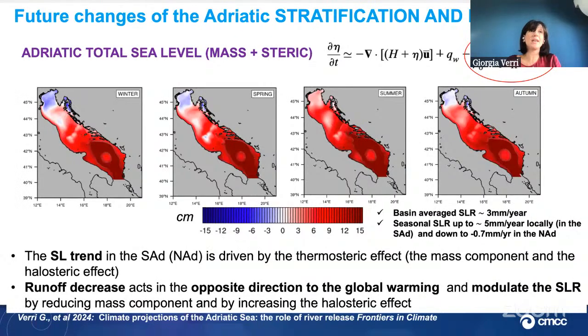and the main message that came out is that the steric component, so the thermal expansion and the haline contraction of the water column, they play a key role with respect to the sea level rise in the future of the Adriatic basin. And we can identify also a key role of the runoff decrease, which basically has a sort of modulating effect with respect to the total sea level expected in the northern sub-basin, where most of the river release is located.